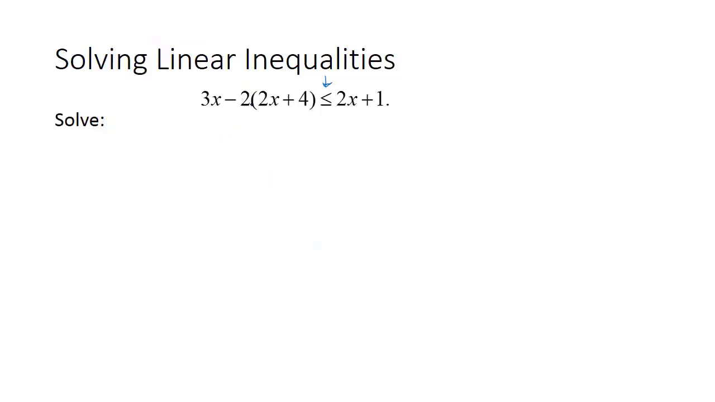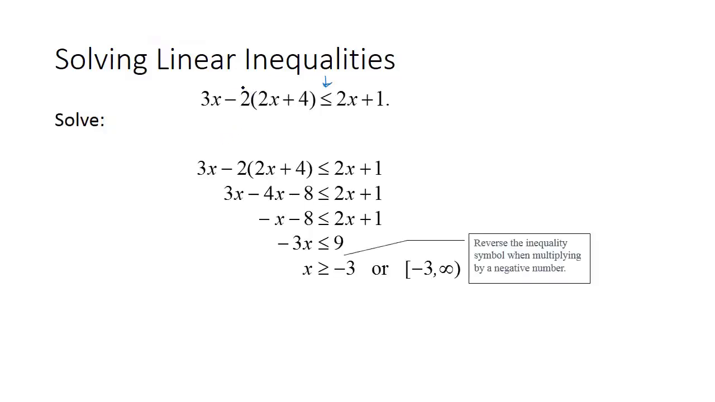Distribute. Okay, so we could distribute here 2x. Here we get minus 2 times 2x, which gives you minus 4. Minus 2 times 4 gives you negative 8. Right at this point, if I combine like terms, I get 3x minus 4x, which gives me minus x, minus 8. In this case, it's a good idea to move the smaller x where the larger x is located, so you don't have to come up with a negative coefficient.